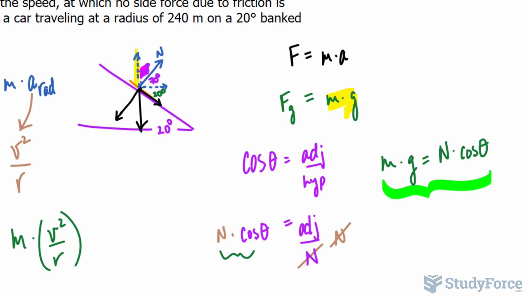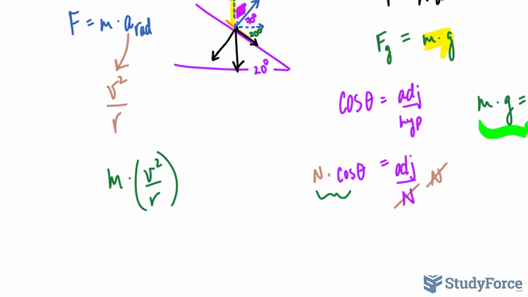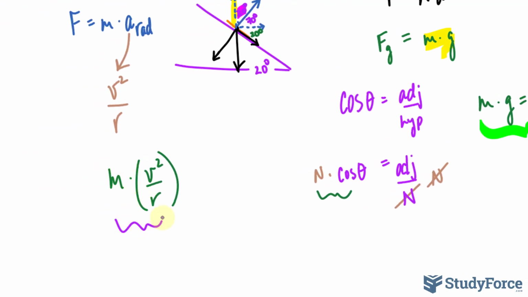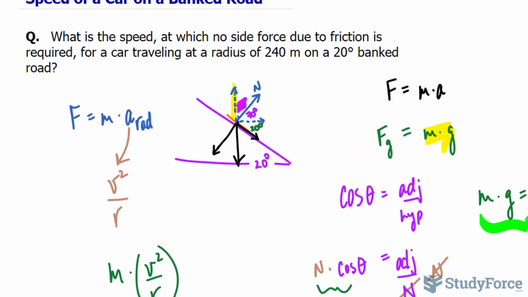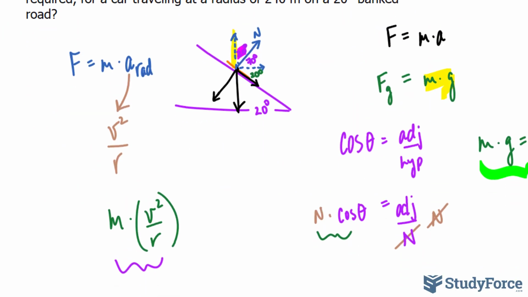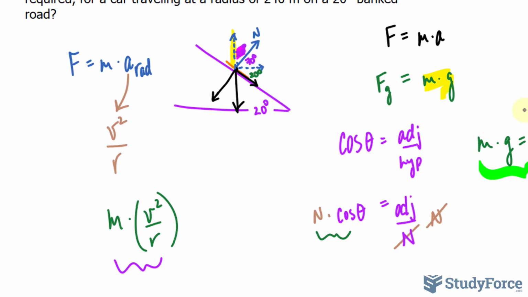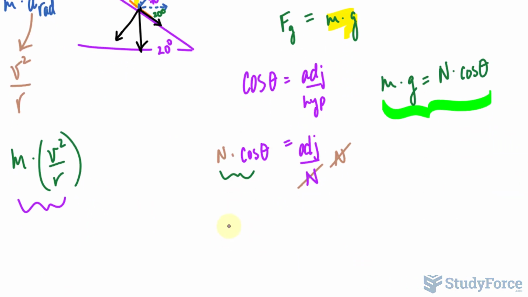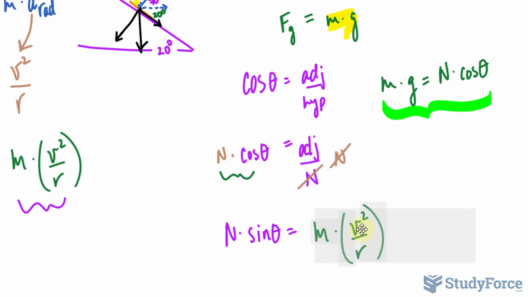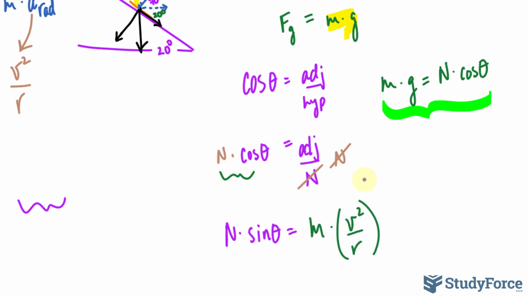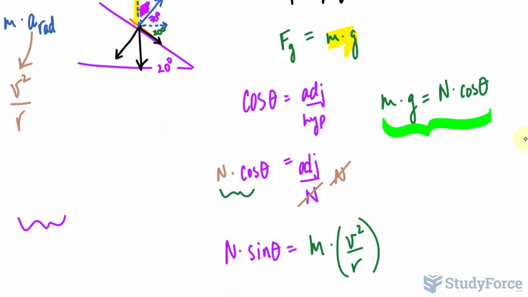Now, like I mentioned before, there's something else that you have to keep in mind. You have to make sure that this is equal to this vector's magnitude. And for that, we can use sine. So much the same way we did it here, it will be n times sine theta. So this part is equal to that. And from here, all we have to do is solve. We have to solve for v because that's the speed.